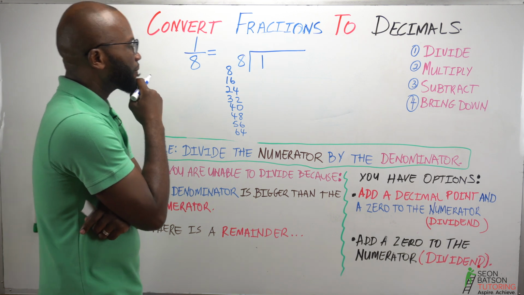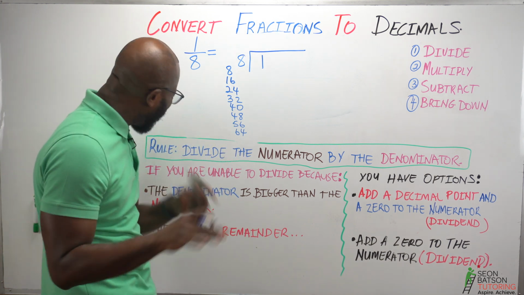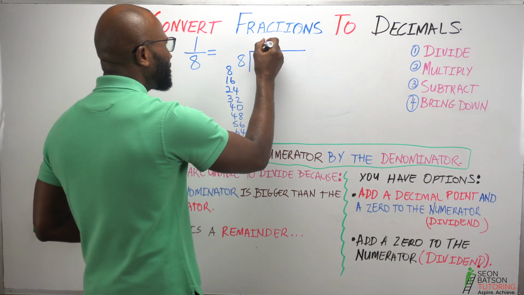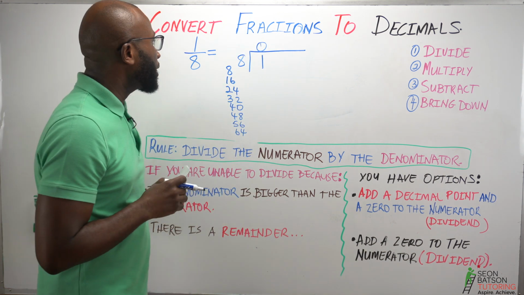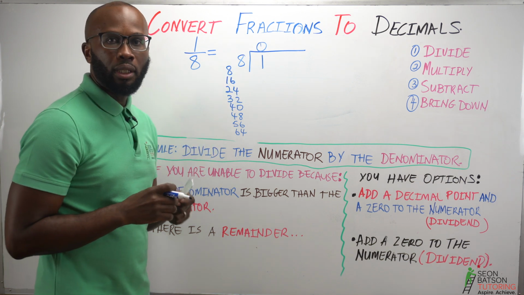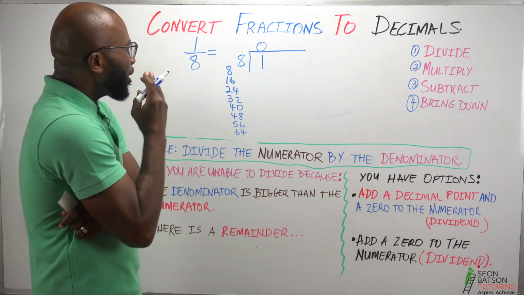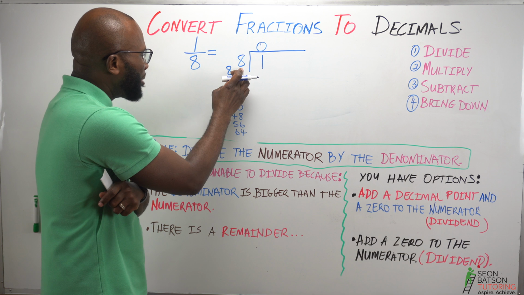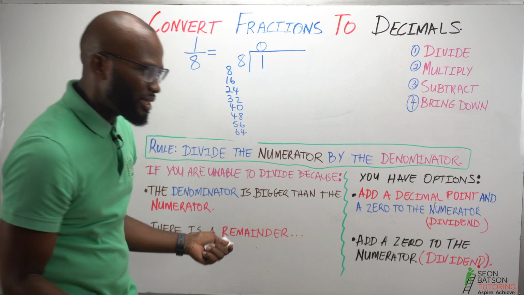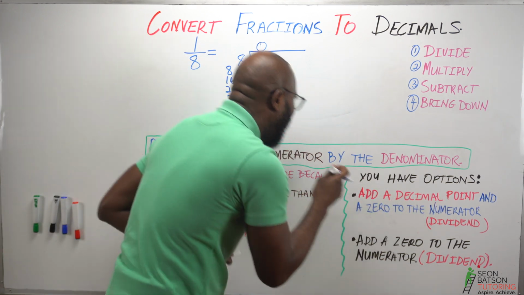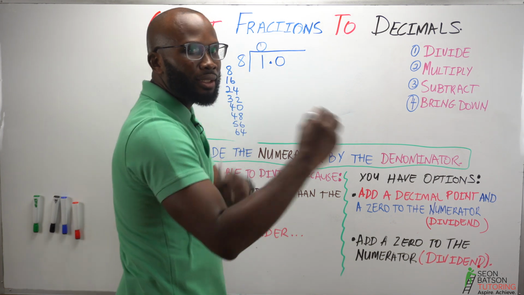Now, let's divide. How many times can 8 go into 1? Cannot happen. So, 0 times. 8 cannot go into 1 because 8 is bigger than 1. And a bigger number cannot go into a smaller number. So, we are unable to divide because the denominator is bigger than the numerator. But we have options. We can add a decimal point, add a 0 to the numerator, then continue dividing.